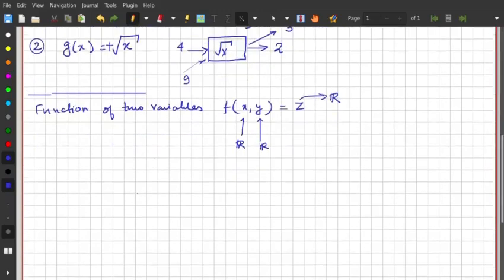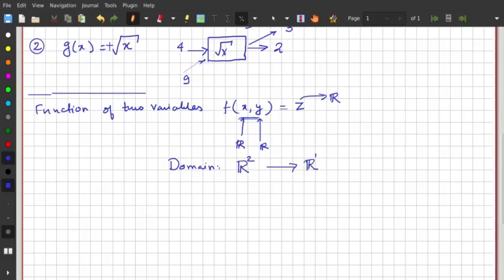So if you see, the domain is a tuple. What we are providing as an input is a set, a tuple x, y. So the domain belongs to the R2 space, but the output, the range, is in R1 space. So that's the idea of a function of two variables. You need two numbers as an input and it gives a single output.